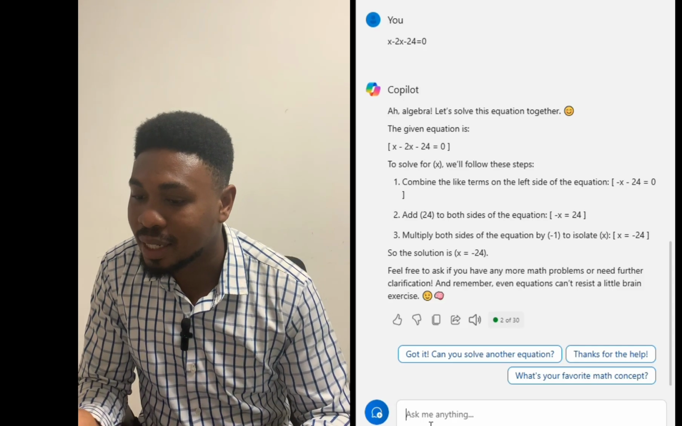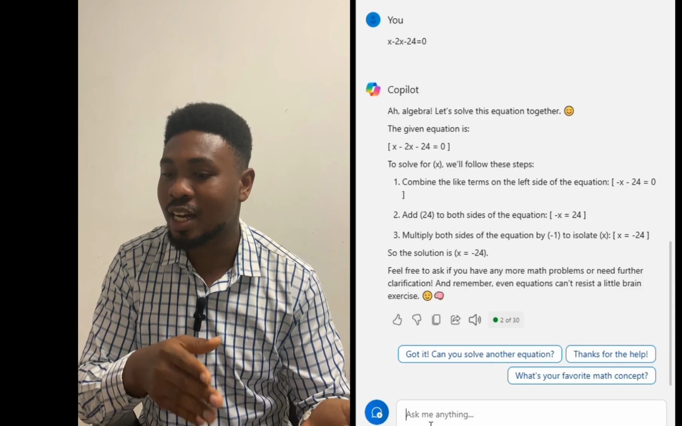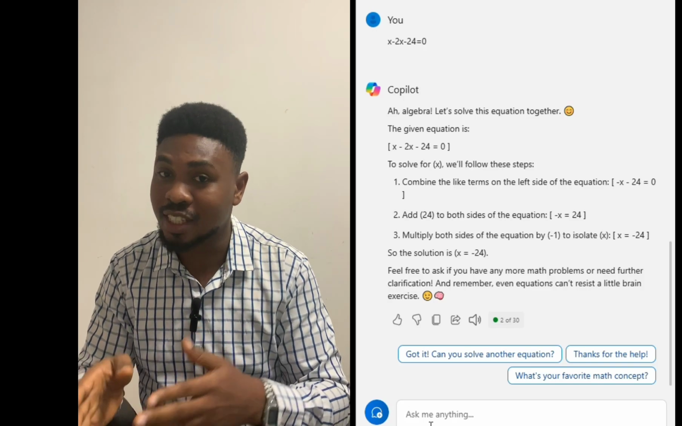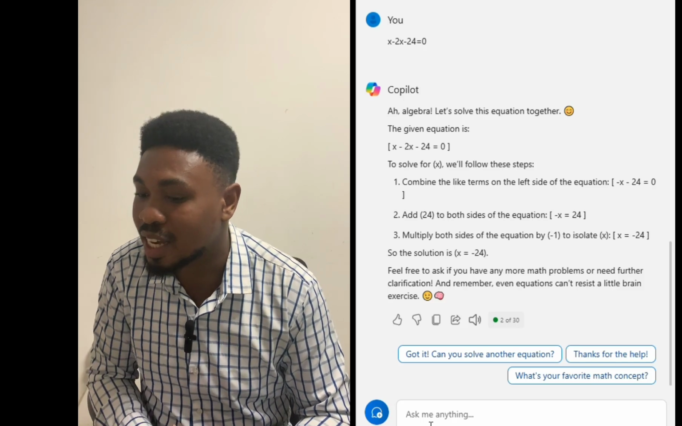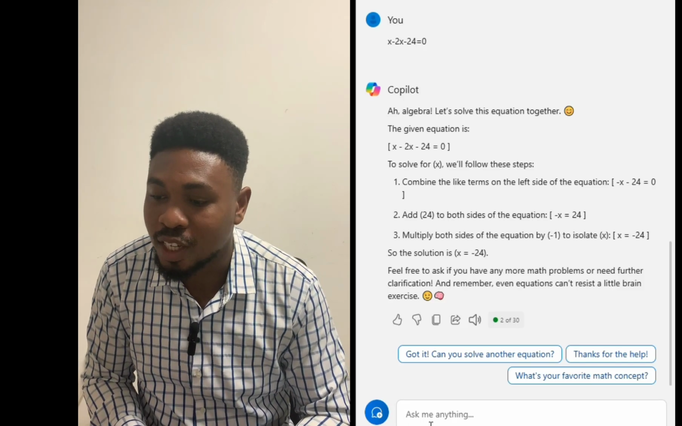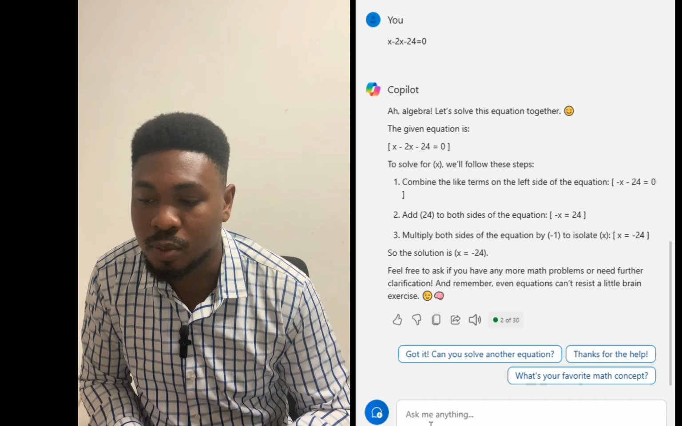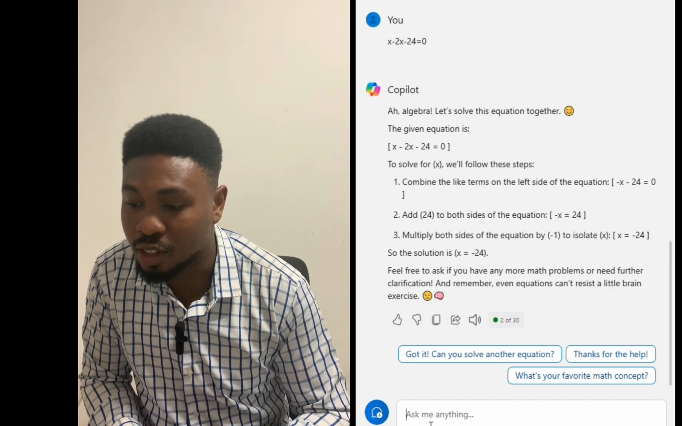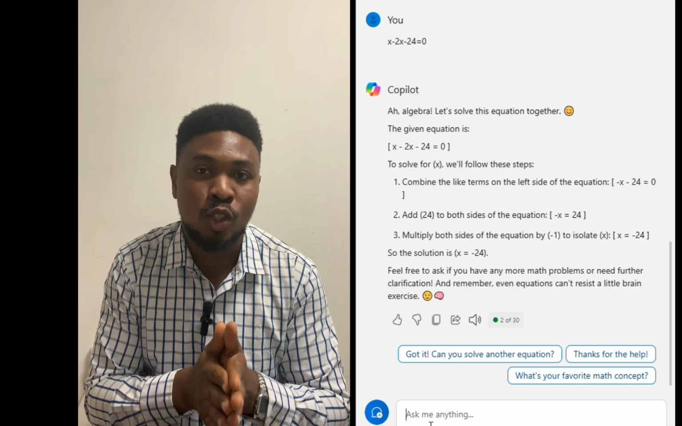So he said combine the like terms together. You know this stuff we did in secondary school. Once a positive crosses the equal sign, it turns negative and vice versa. So we did all this, and then he said the solution is x is equal to minus 24. He still went ahead and said, feel free to ask if you have any more math problems or need further clarifications. If you need further clarification, you can also say, okay, yes, I need further clarification, and they will still break it down into pieces for you.